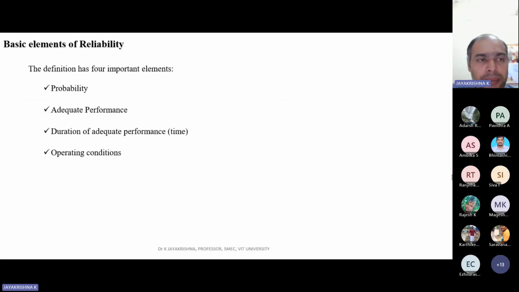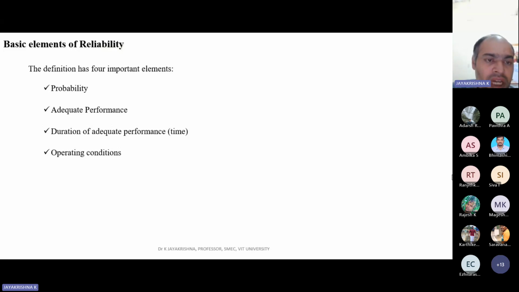So when I say the basic elements of reliability, it has 4 important elements. One is called the probability. Then we have adequate performance. Reliability is often confused or interpreted in 4 different ways. One is the probability, like the chances of failure or the chances of success. The next word is adequate performance, whether the product is delivering its performance for what it has been designed for, or at a satisfactory level.